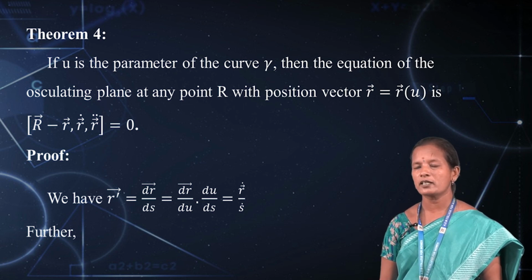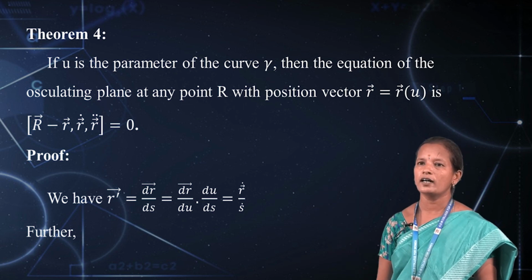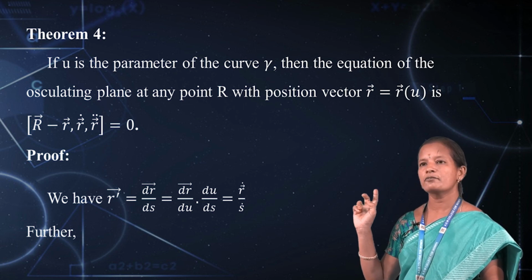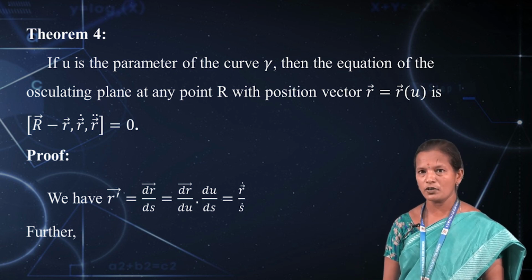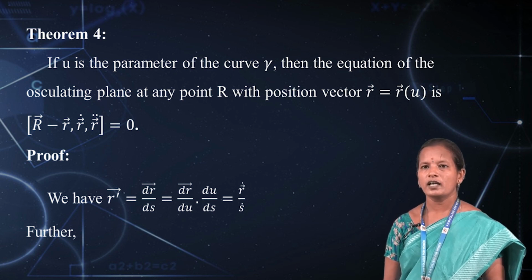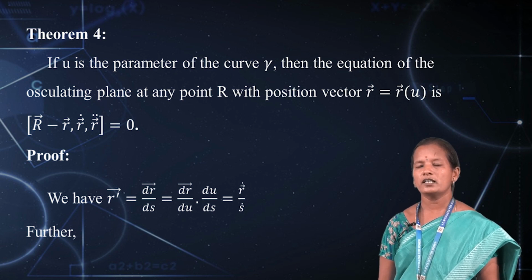Here u is the parameter of the curve gamma, then the equation of the osculating plane at any point r, the position vector, that is small r equal to small r vector of u. We have to prove that the box value is 0. Proof: we have r dash vector is equal to dr by ds.